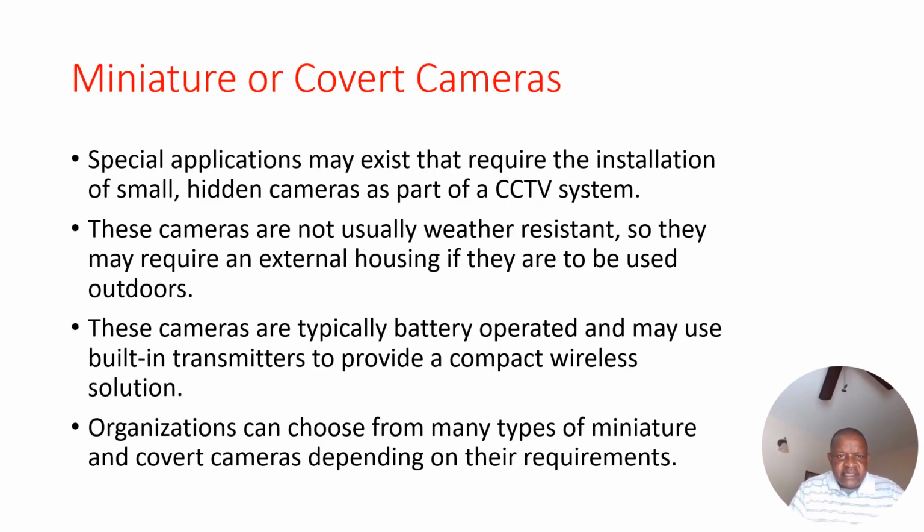Miniature or covert cameras. Special applications may exist that require the installation of small hidden cameras as part of a CCTV surveillance system. These cameras are not usually weather resistant, so they may require an external housing if they are to be used outdoors. These cameras are typically battery operated and may use built-in transmitters to provide a compact wireless solution. Organizations can choose from many types of miniature and covert cameras depending on their requirements.